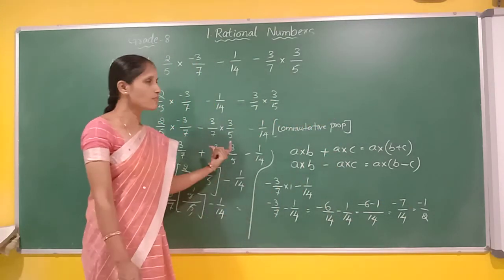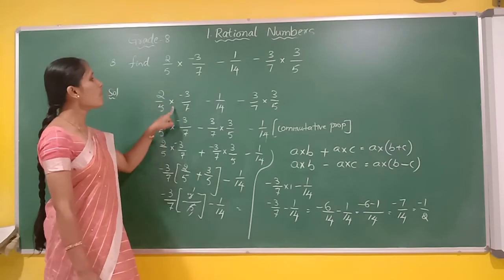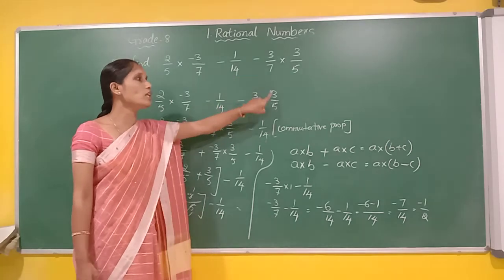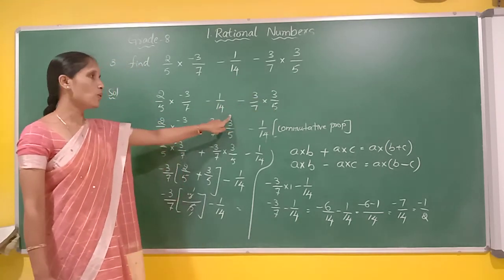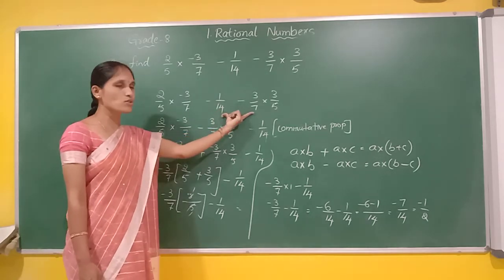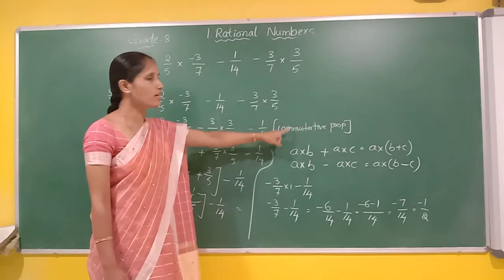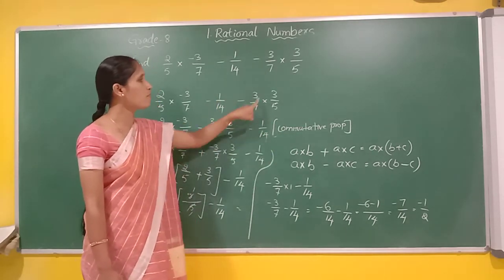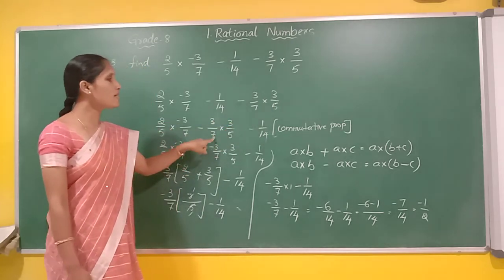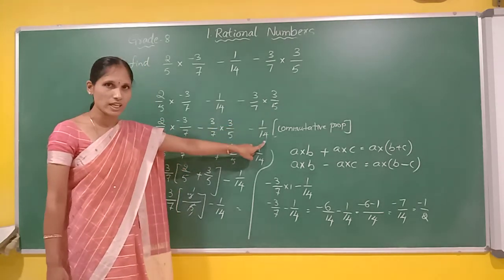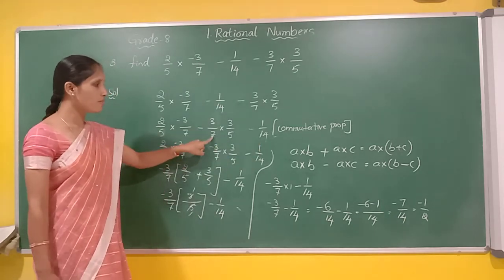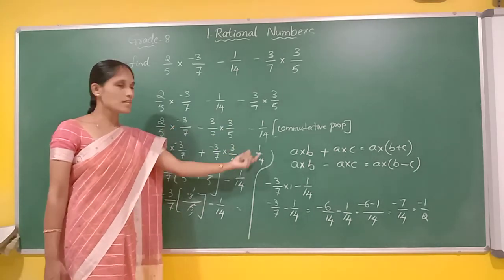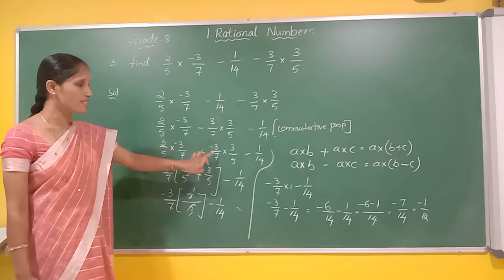Do you understand, children, this question? Once again, see. 2 by 5 into minus 3 by 7, minus 1 by 14, minus 3 by 7 into 3 by 5 is the given sum. First, we interchange these two terms using the commutative property. It is written as minus 3 by 7 into 3 by 5, minus 1 by 14. Here minus 3 by 7 is written as plus of minus 3 by 7, and the remaining is written as usual.